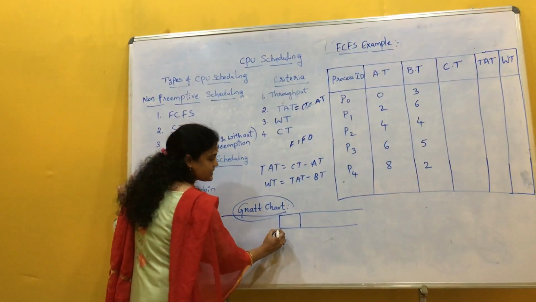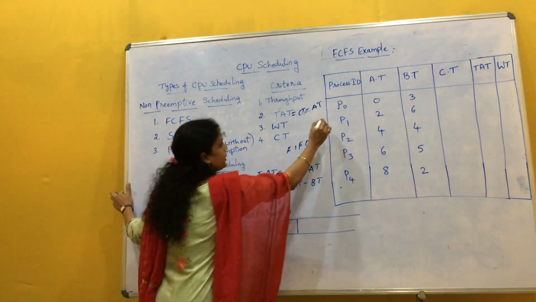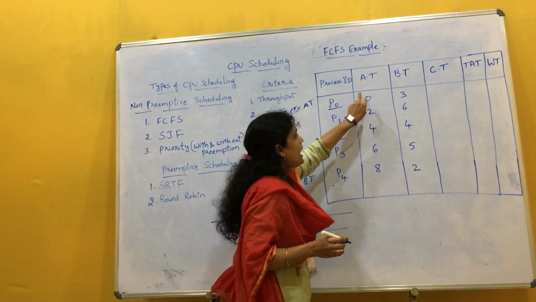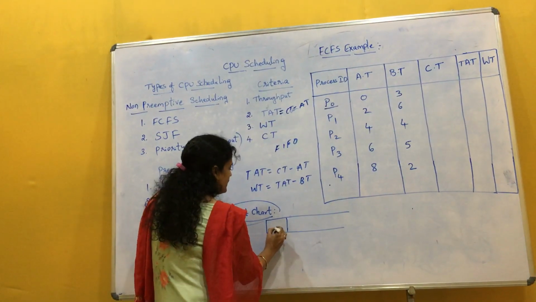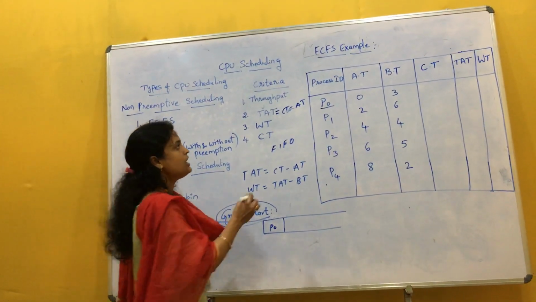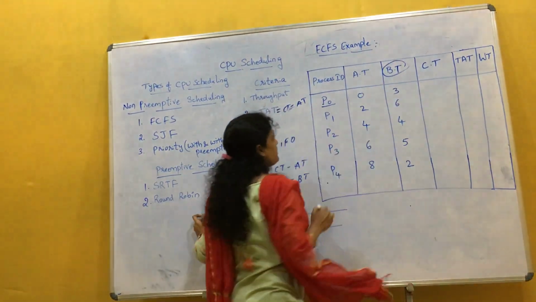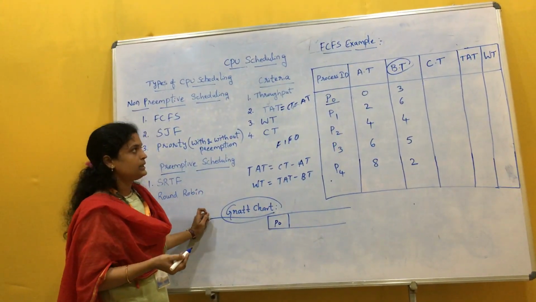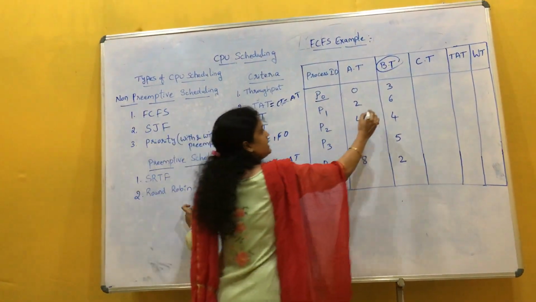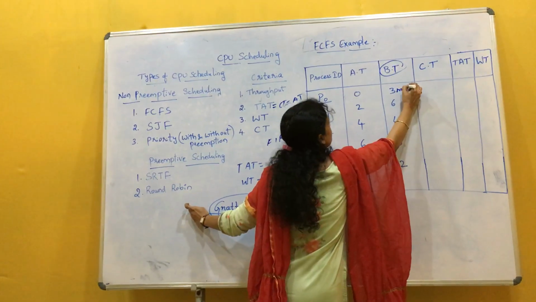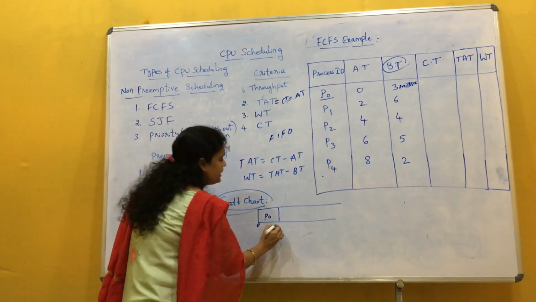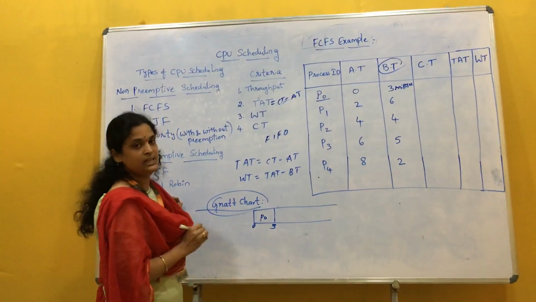First we will start with process P0. What is the arrival time for P0? 0. At 0 seconds, P0 has arrived. And how much time does it take? Burst time is nothing but the amount of time taken by the process. It takes 3 milliseconds. So P0 will start at 0 and run until 3 milliseconds.